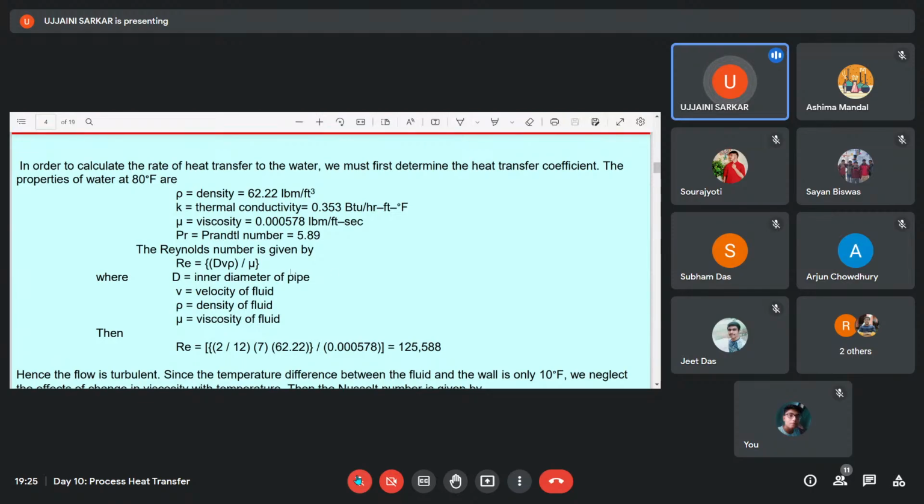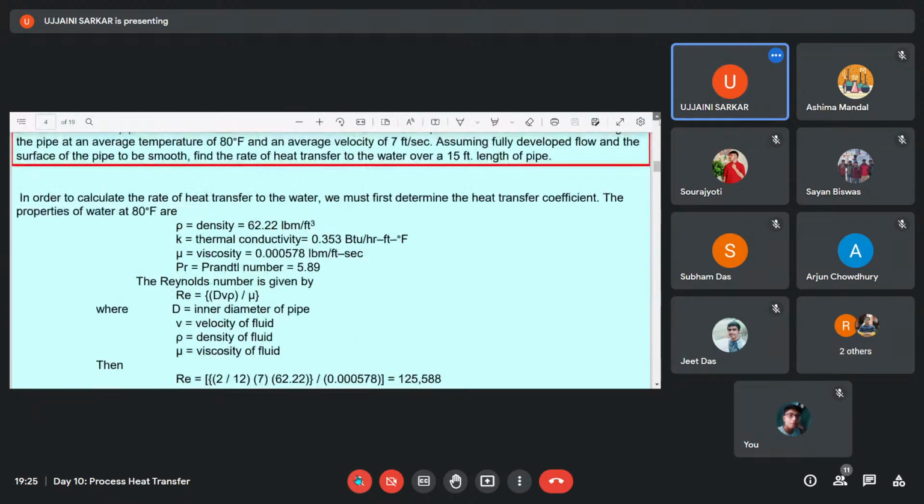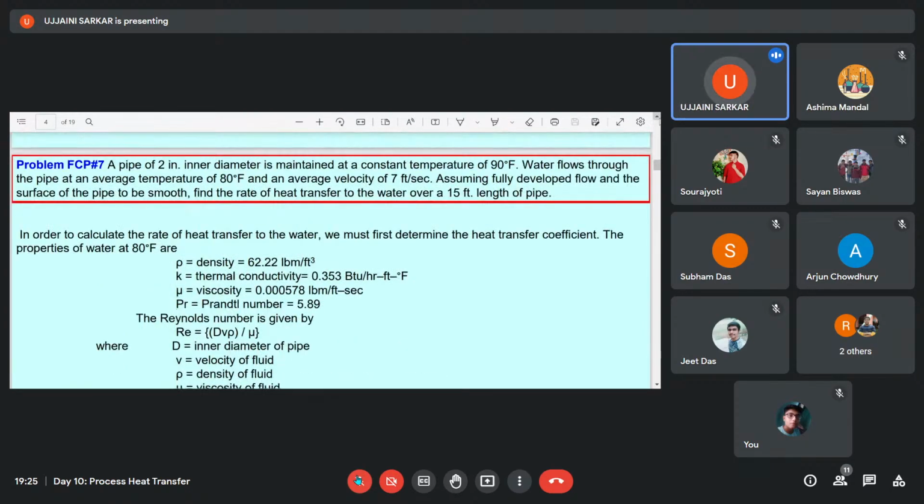Now quickly check if Reynolds number is coming 125,588. 1,25,588 is coming or not. Please check. D is given. What is the diameter, inner diameter of the pipe? 2-inch inner diameter. So no schedule is given, no nominal bore is given, no nominal diameter is given. Directly inner diameter is given.